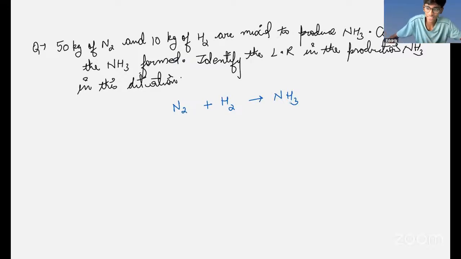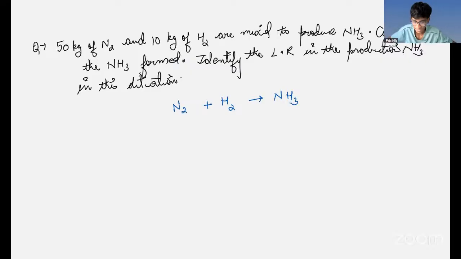We're done with this question, sir. Okay, now we'll do this question. So, will you help me in this question? Yes, sir. Chemistry. Yes, Edric. So, what's the question? Can you read this, please? 50 grams of N2 and 10 grams of H2 are mixed together to produce NH3, ammonia. Calculate the ammonia formed. Identify the limiting reagent in the production of NH3 in this situation.